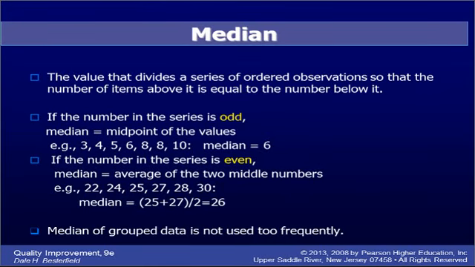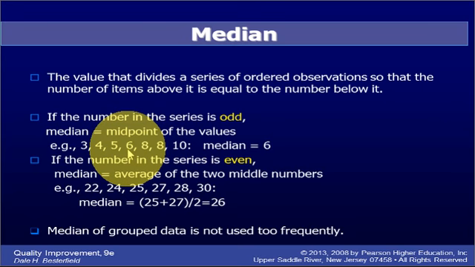Next, median. The median is the value that divides a series of ordered observations so that the number of items above it is equal to the number below it. We need to discuss two cases for ungrouped data. If the number in the series is odd, then the median is just the midpoint of the values. For example, 3, 4, 5, 6, 8, 8, 10, and we have a total of 7 data points. So the median is just the midpoint of the values, 6.